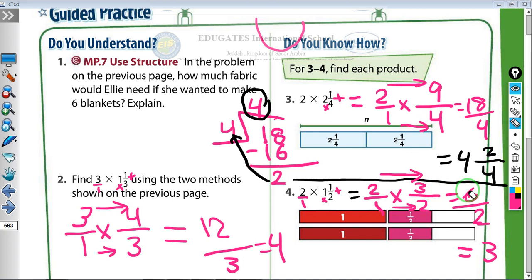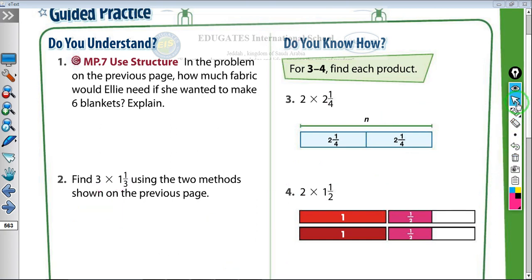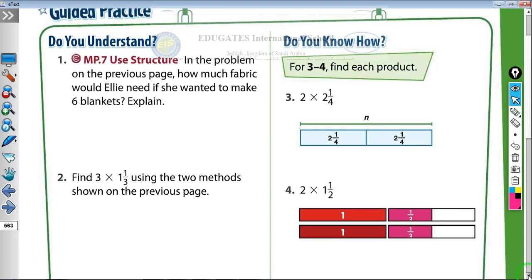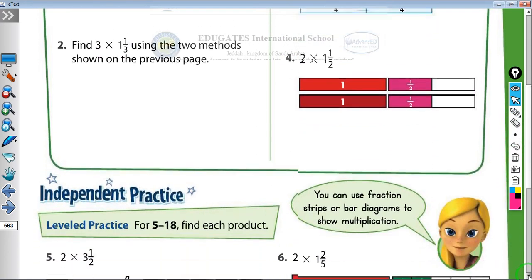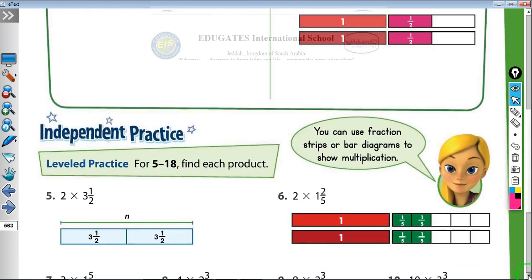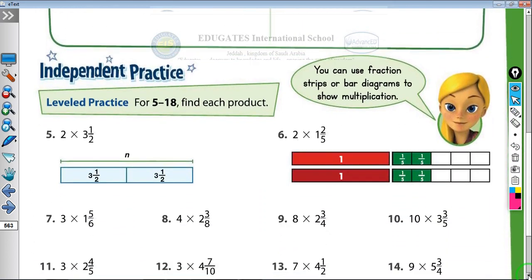Okay? You understand? The next page, we will check the questions down. Here, I will just erase. The next page, the next questions here down. Go with me now, please. This is the independent practice.